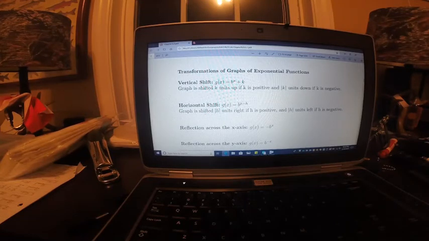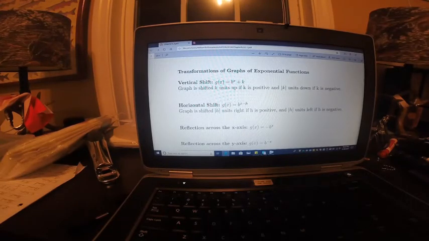So the graph is shifted, horizontal shift, h units, right if h is positive. So we've got b raised to the x minus h. If it's an x minus h, we're actually going to move right. If it's an x plus h, we're going to move left. And that's essentially what this says, just in a little bit different wording. Using this format, b raised to the x minus h, if h is positive, then you're going to move right. If h is negative, you're going to move left.